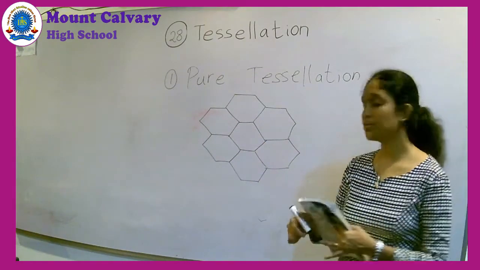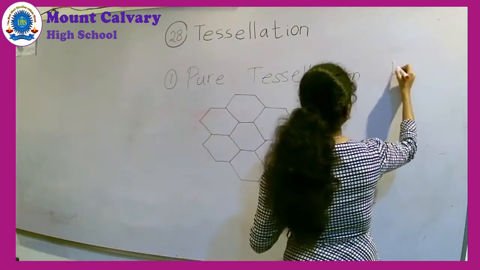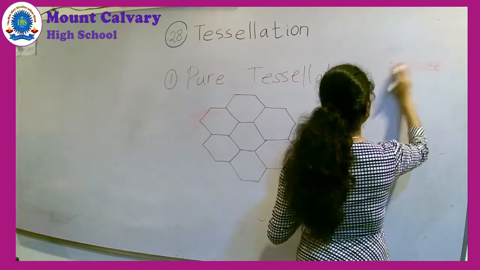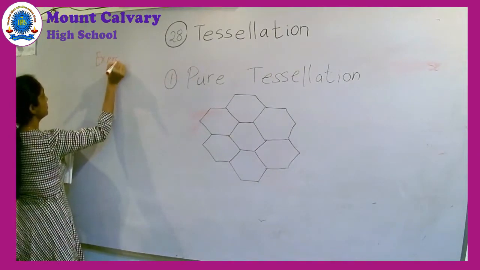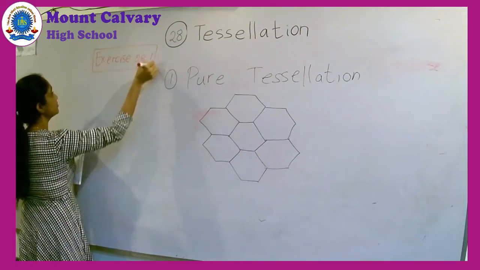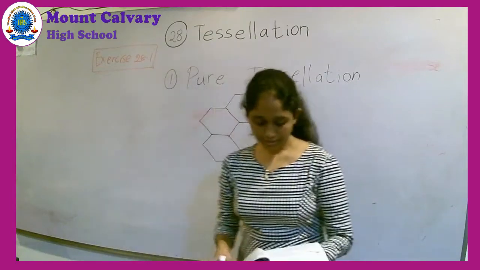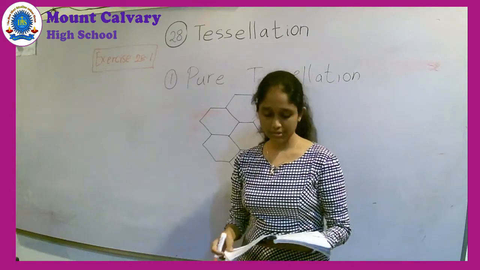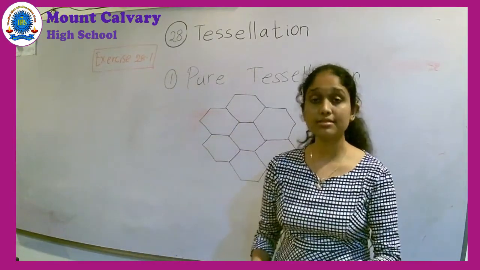Then, exercise 28.1. You can do 28.1 now. Right? There are three small questions, right? That is the theoretical part. Okay? Please do this exercise. Please write the answers.